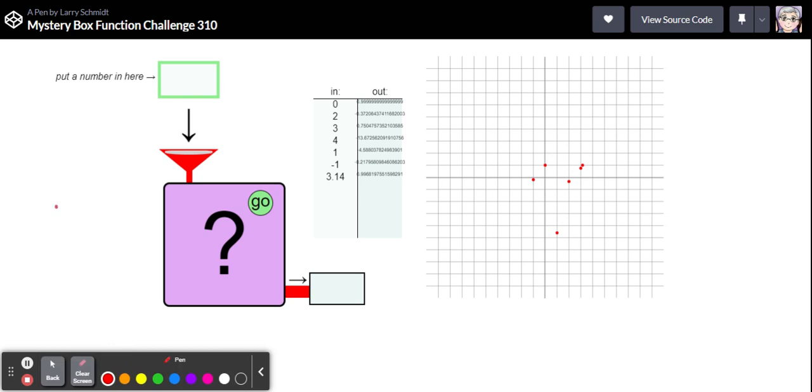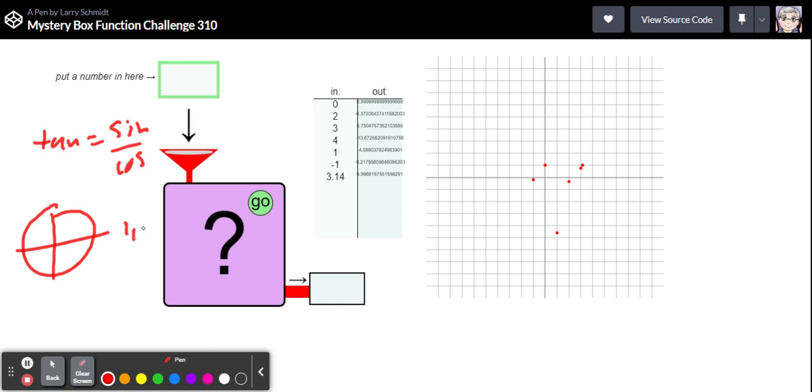Let's think about tangent for a minute. So tangent is the sine over the cosine. So there are some places where it's undefined, and there's some places where it's going to be 0. Where it's going to be 0 is where the sine is 0. Here's our point 1, 0. Here's our point negative 1, 0. Sine is our second coordinate, our y coordinate. So those are the places where we'd expect the tangent to be 0, at 0 and at pi.